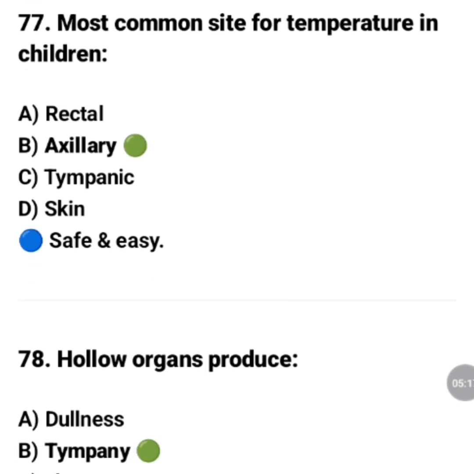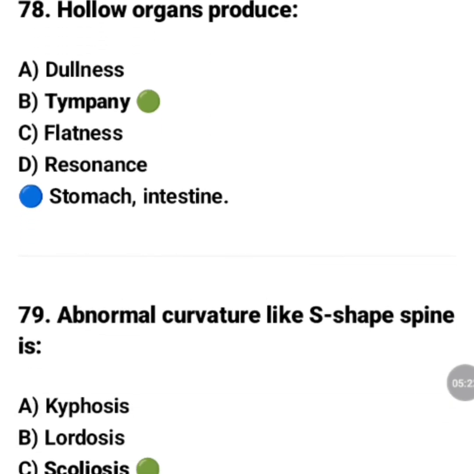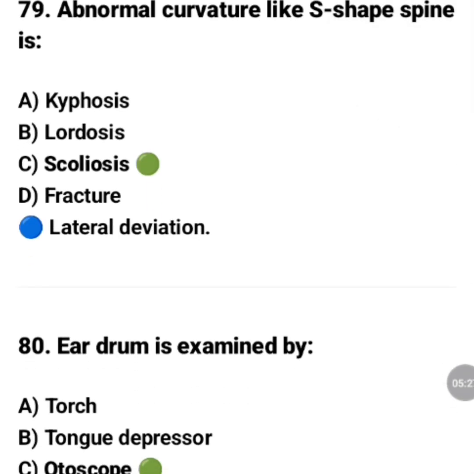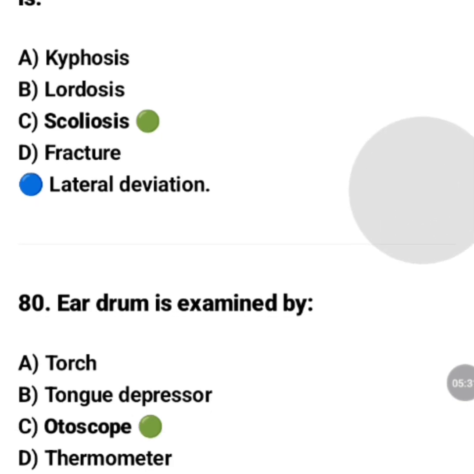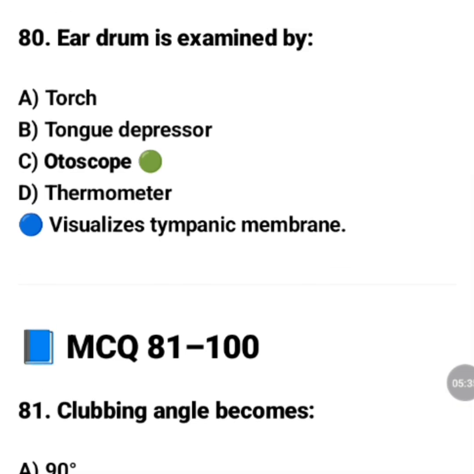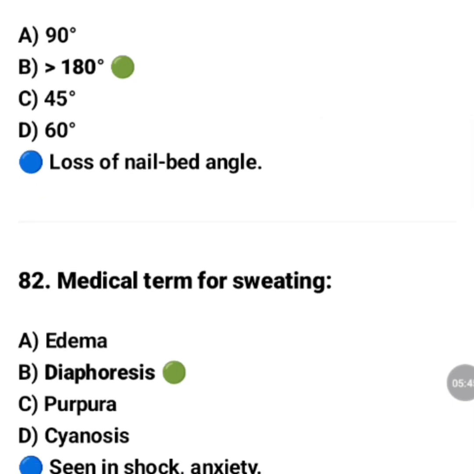Most common site for temperature in children, the correct answer is option B, axillary, a safe and easy site. Percussion of hollow organs produces the correct answer, option B, tympany. Abnormal curvature like an S-shaped spine is the correct answer, option C, scoliosis. Lateral deviation. Eardrum is examined by the correct answer, option C, otoscope. It visualizes the tympanic membrane. Clubbing angle becomes the correct answer, option B, more than 180 degrees. Loss of nail bed angle.